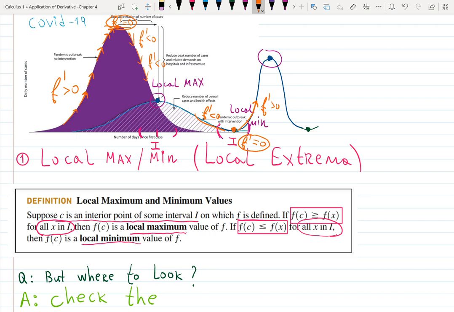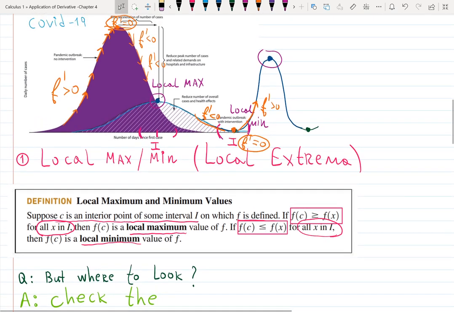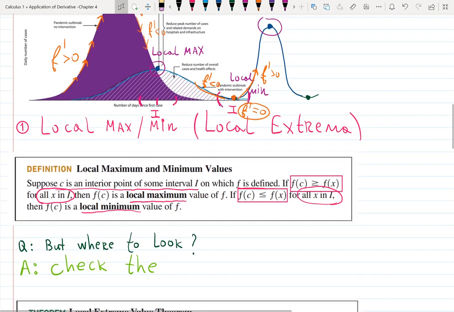or the pit of the hole. So, the bottom of the pit. Yes, that's what I want to say. So where should we look when we're looking for local or global maximum or minimum? Check the derivative. Check the derivative. And you're supposed to see something important from the derivative.